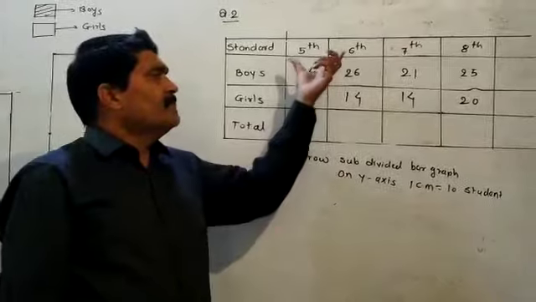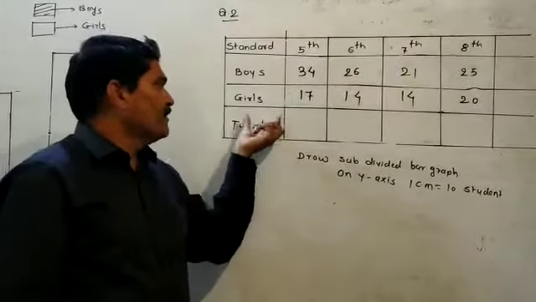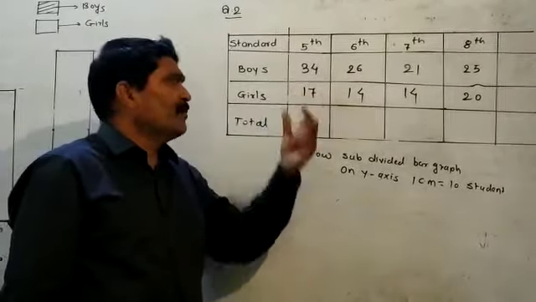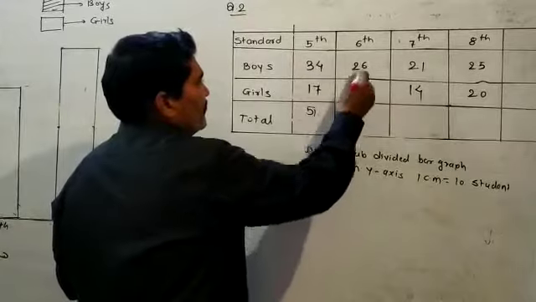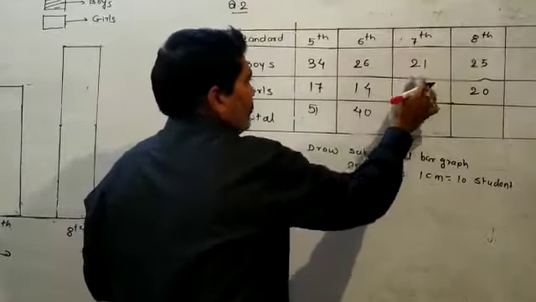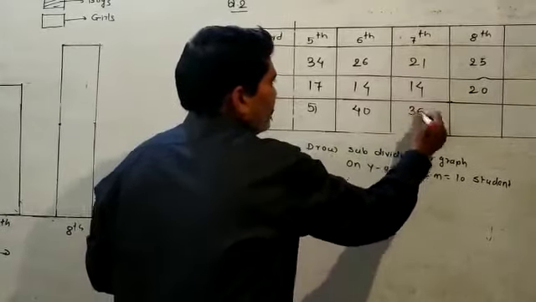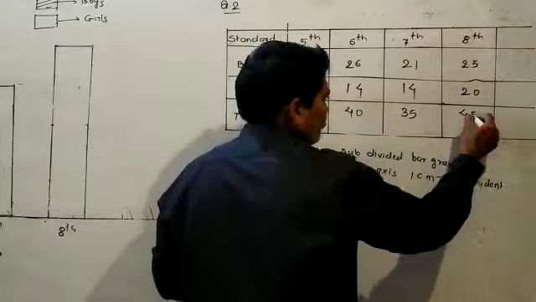Here, if such data is given, at that time you have to find out the total. Total means number of boys plus number of girls. So 34 plus 17 is equal to 51. 26 plus 14 is equal to 40. 21 plus 14 is equal to 35. And 25 plus 20 is equal to 45.